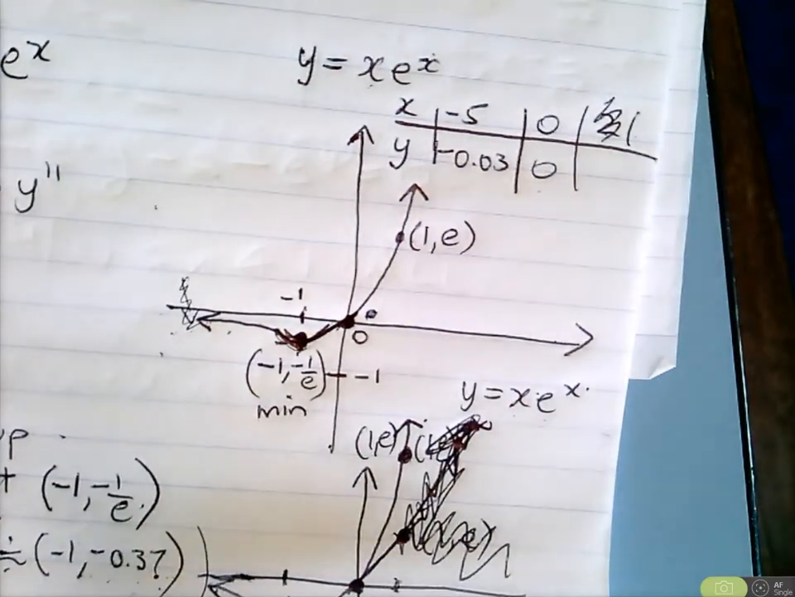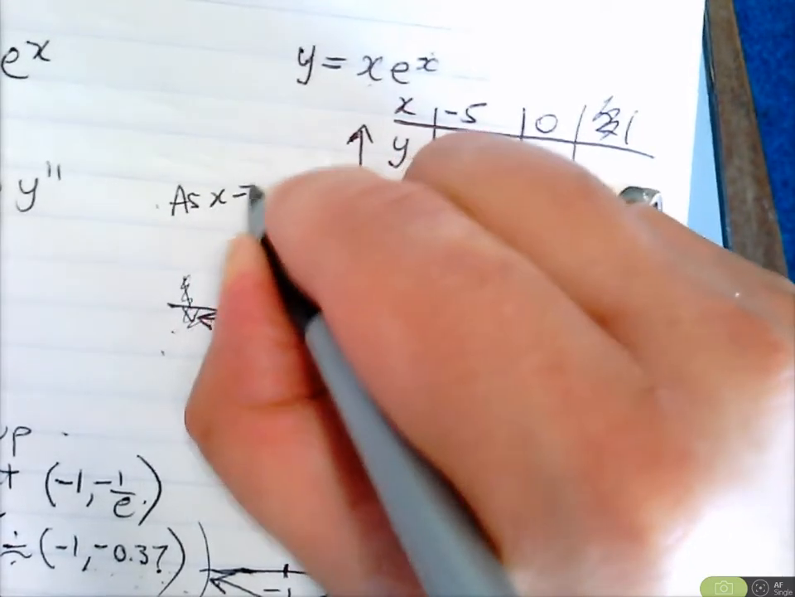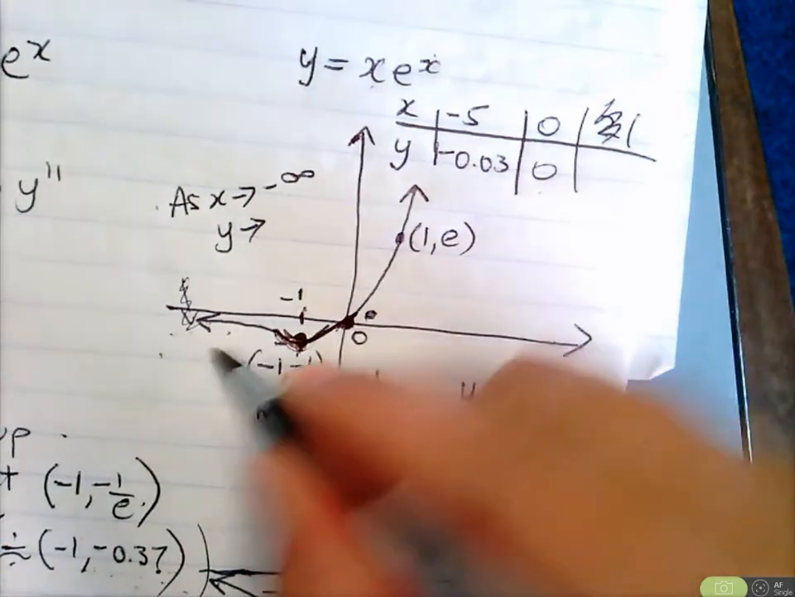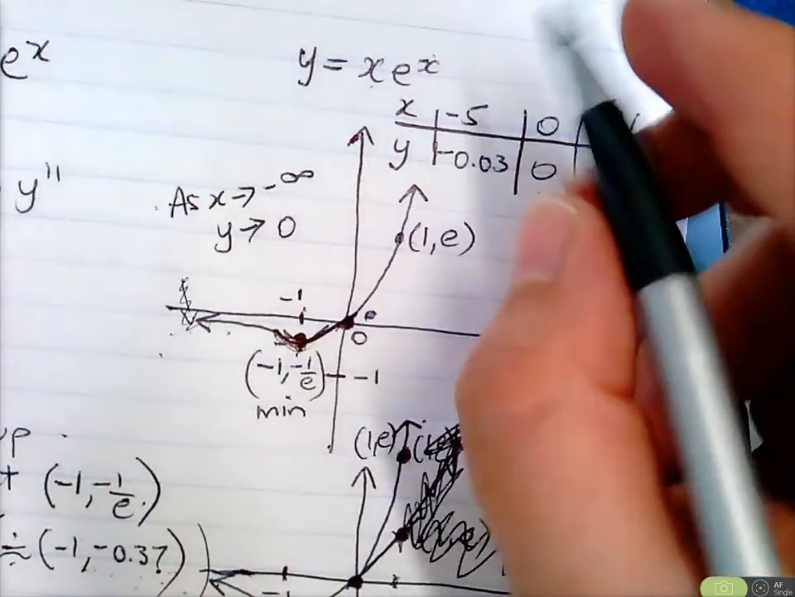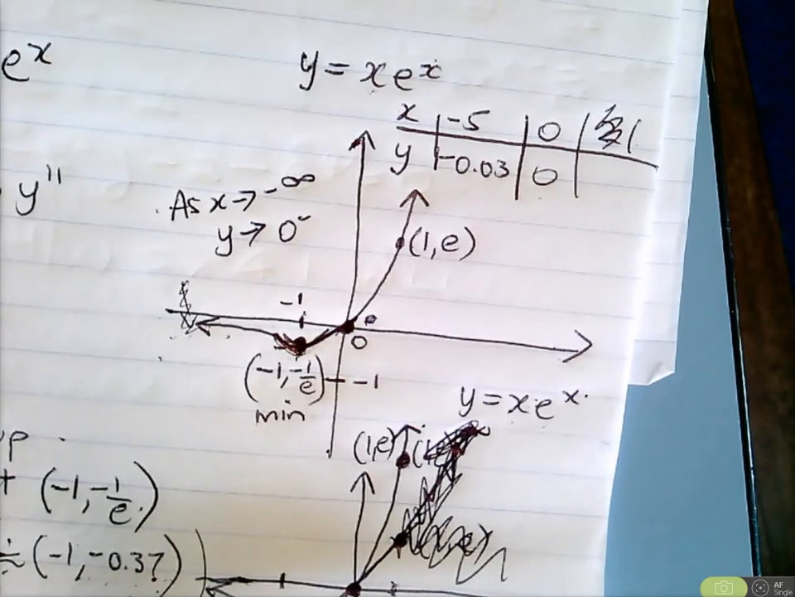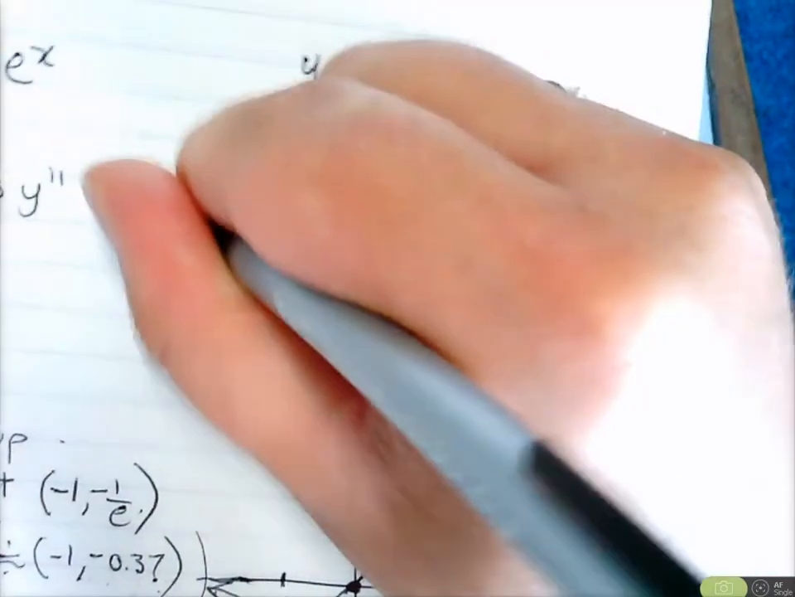As x approaches -infinity, how do you write that? As x approaches -infinity, y approaches what? 0 from above or below? So you go 0 with a little minus showing it. Isn't it good that we're doing this? So as x approaches -infinity, y approaches 0 from below, you put a little minus. That's your asymptote.